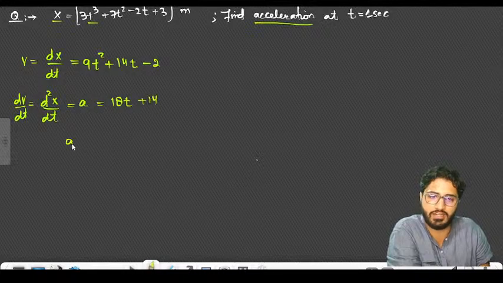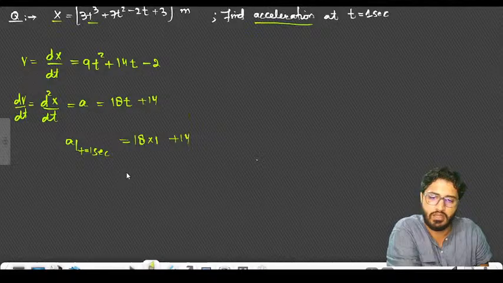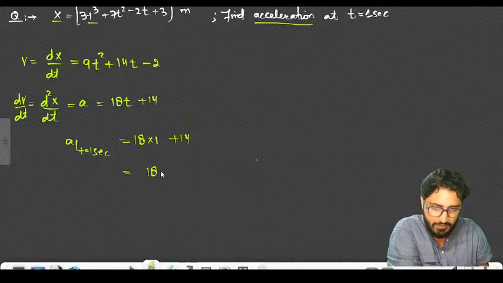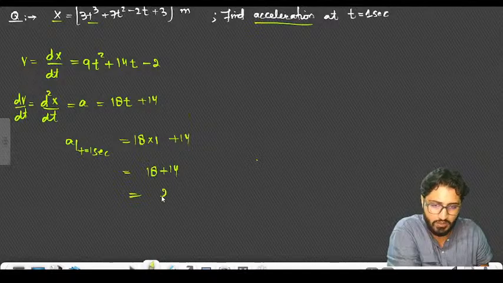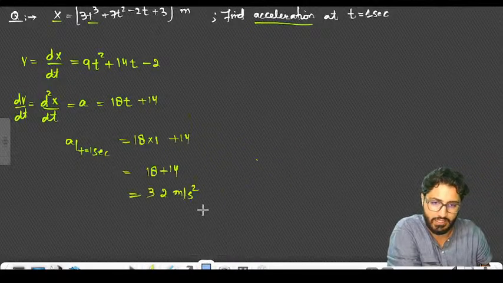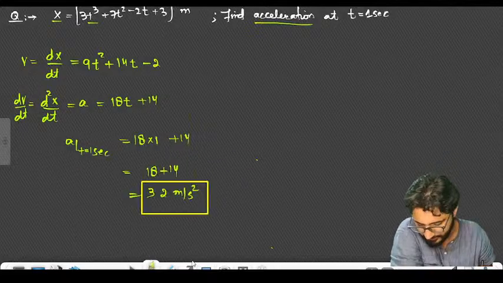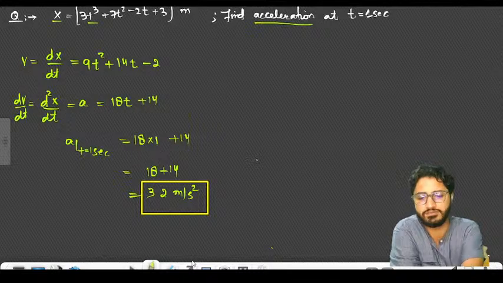But we need acceleration specifically at t equals 1 second. I will put the value, that is 18 into 1 plus 14. So my answer came out to be 18 plus 14, which is 32 meters per second square. This is my required answer. I guess very easy, no? Extremely easy, very easy.